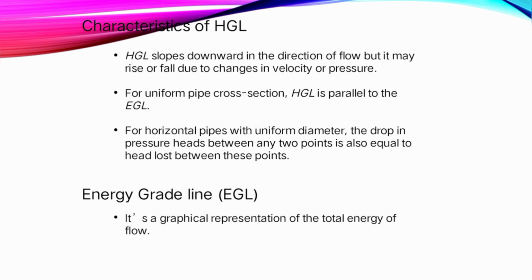The characteristics of HGL: HGL slopes downward in the direction of flow, but it may rise or fall due to changes in velocity or pressure. For uniform pipe cross sections, HGL is parallel to EGL. For horizontal pipes with uniform diameter, the drop in pressure heads between any two points is also equal to the head loss between these points.